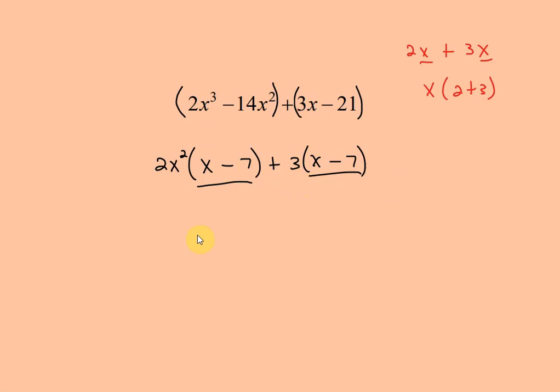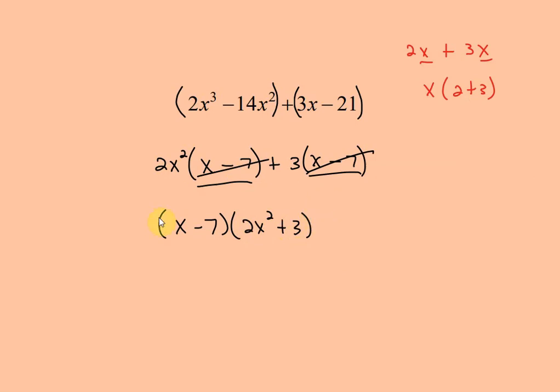So now I'm going to factor that out in the same way that I factored the x out of this example up here. So I'm factoring out the x minus 7. Once I factor that out, I'm going to write what I have left, just like up here I wrote the 2x plus the 2 plus 3. Here, what I have left is 2x squared plus 3. And now it's factored.